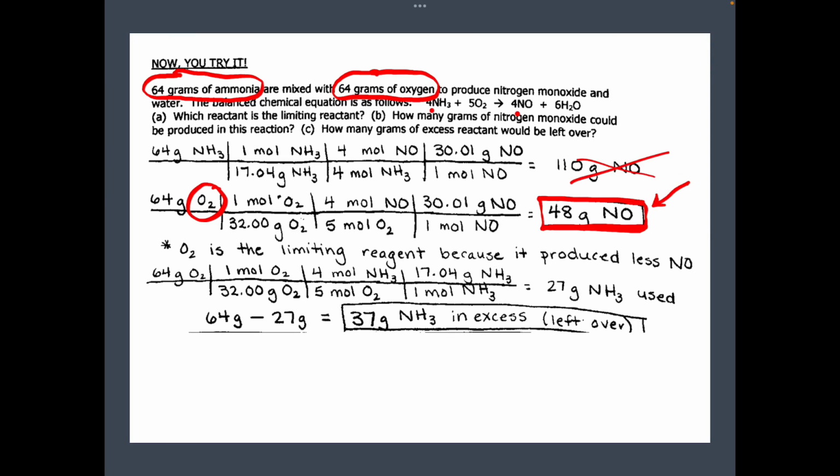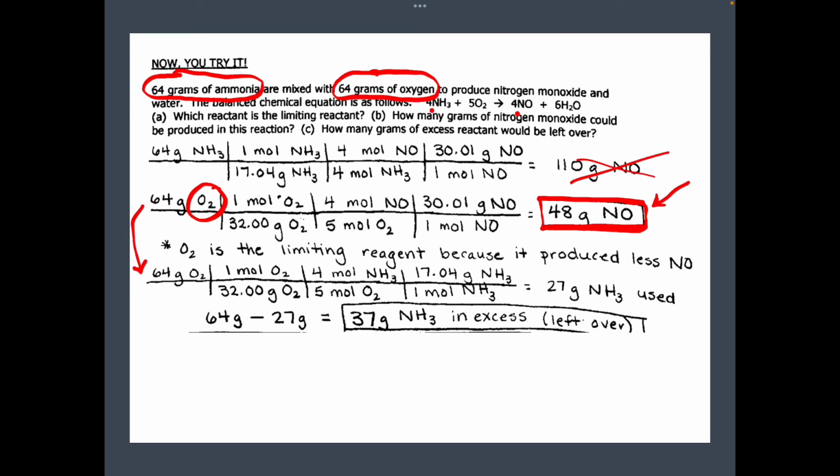All right, so number C, like I said, is the trickiest type of calculation in my opinion. It says how many grams of the excess reagent would be left over. So what we're going to do is take our limiting reagent and start a new train track with it. That's 64 grams.